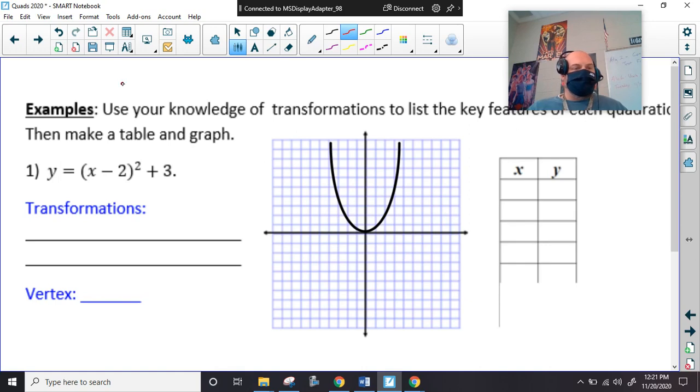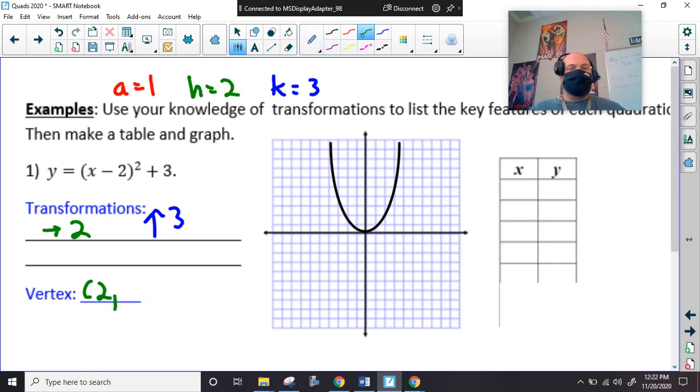For this, our A is 1, our H is 2, and our K is 3. All right. Now, our transformations, we don't have a stretch or a rotate or a flip. Okay. Our transformations, we go to the right 2 and up 3. We have a vertex of 2, 3. Okay. Now, we need to get our points.